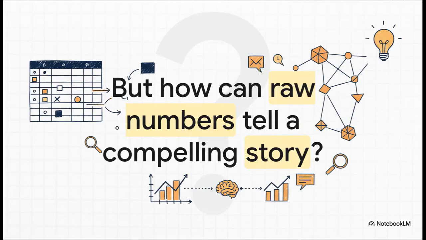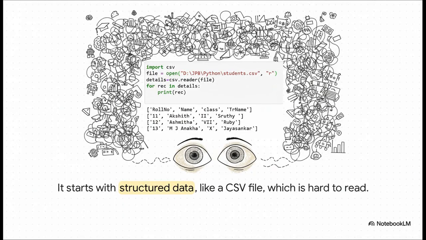A huge part of building a solution is making sense of just tons of data. But let's be real for a second. How can a boring spreadsheet full of numbers ever tell a compelling story? How do you find the interesting part hidden in all that noise? Well, it usually starts with something that looks like this, a CSV file. It's basically a spreadsheet. And for our human brains, it's just a wall of text and numbers. It's almost impossible to look at this and see the big picture.